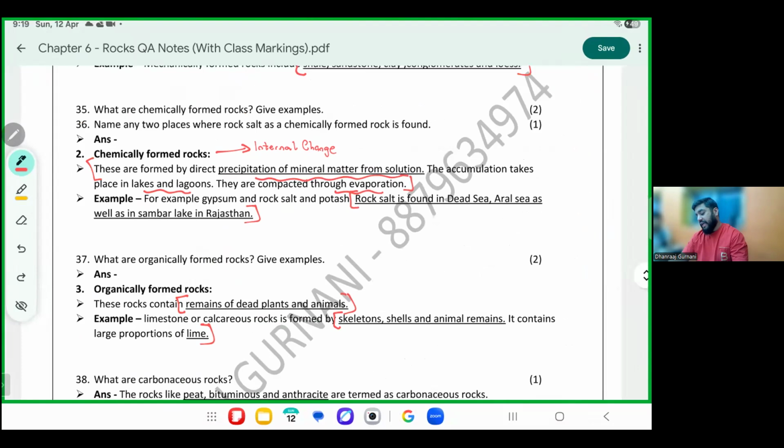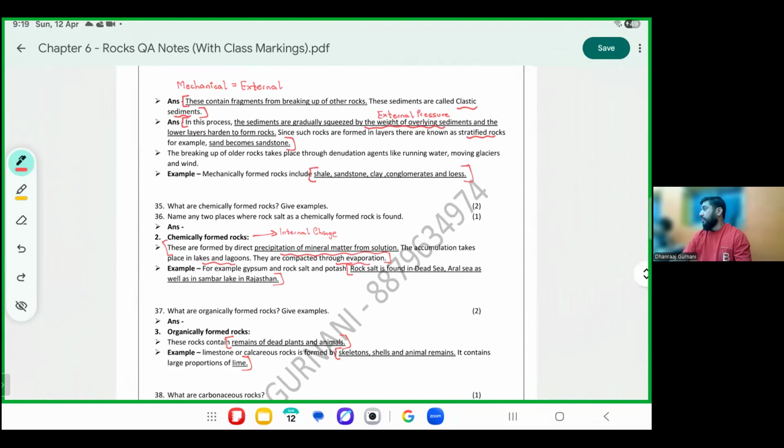So we have learned three types of sedimentary rocks. Mechanical, where I took a piece from you, layer by layer. Sandstone is formed. Multiple layers of sand give you sandstone. Other examples were shale, Lewis, clay. Chemical changes were when they were happening from inside, like for example, rock salt.